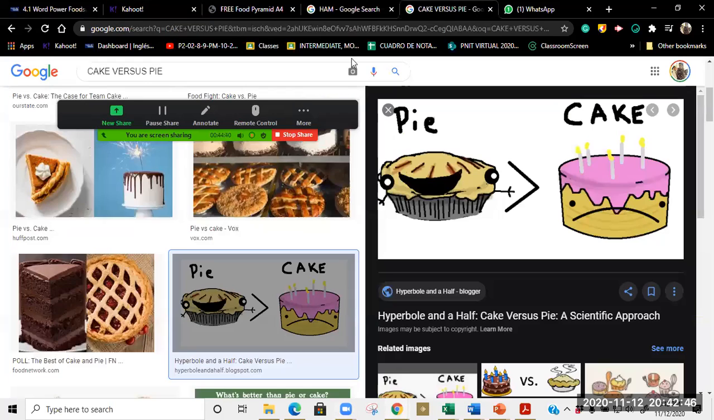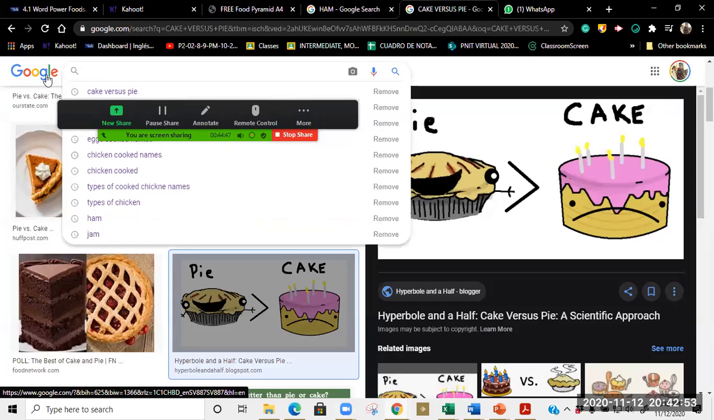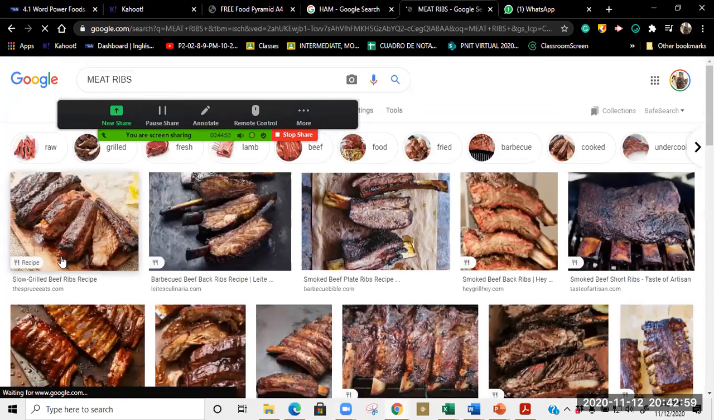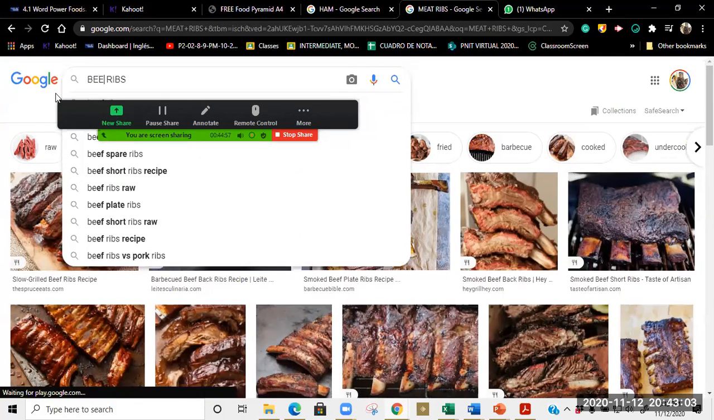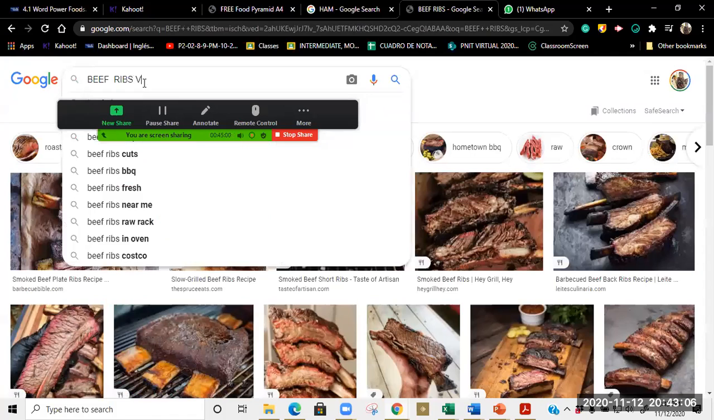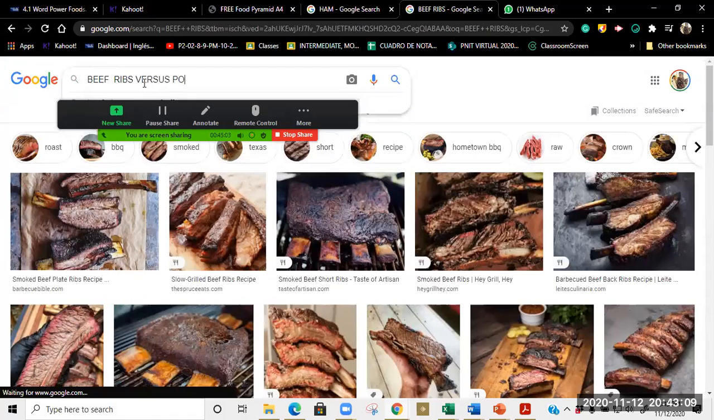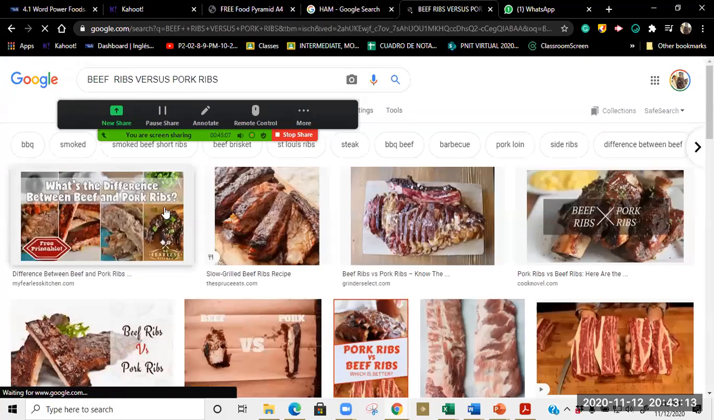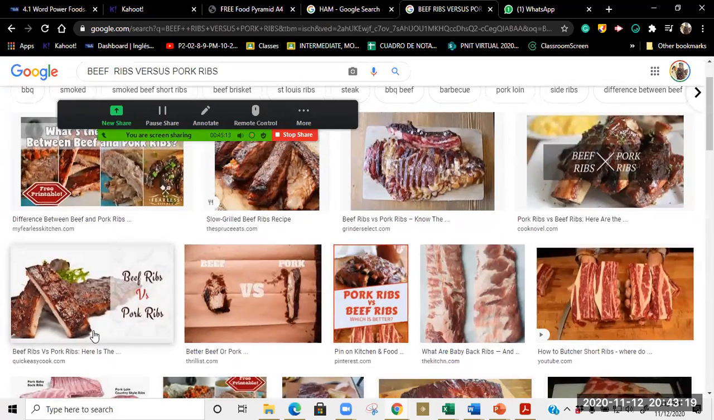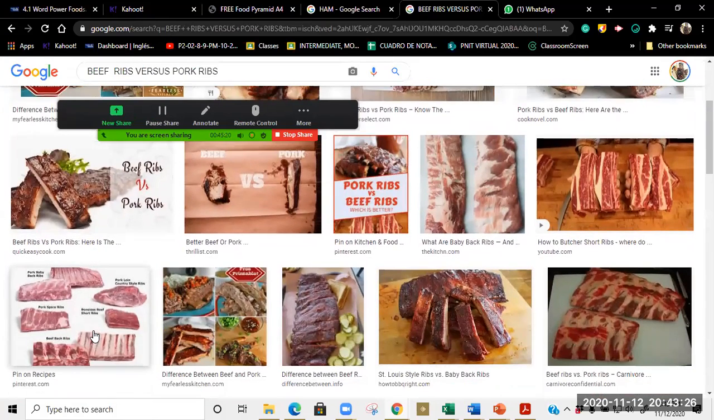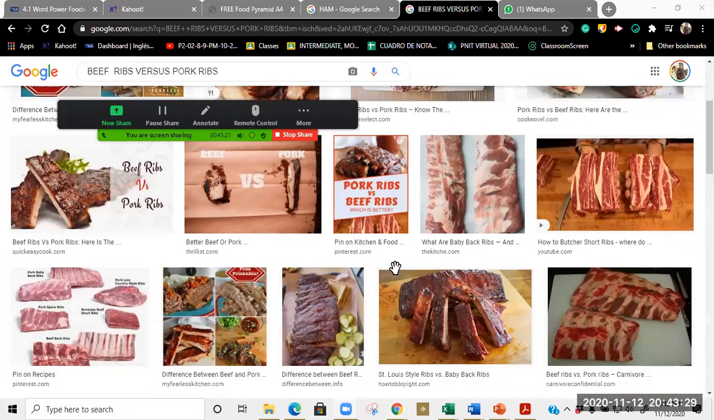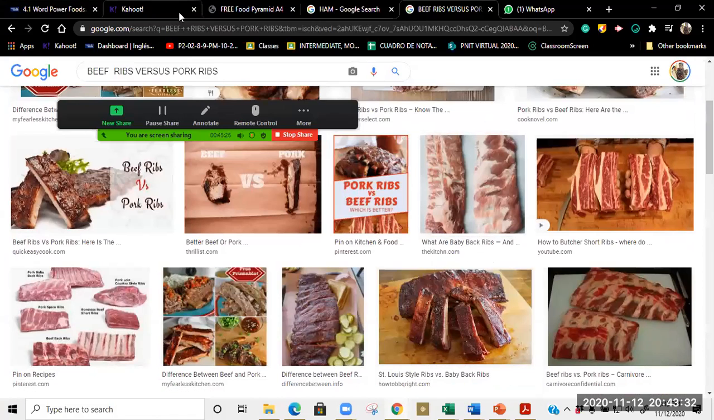Okay, very good. What is it called? Meat ribs, no, it's not meat ribs, it's called steak. Beef ribs, yes, again, beef. Versus pork ribs. So you have both beef ribs versus pork ribs, so there's different, right? Pork ribs, pork, cerdo, y beef, vaca. Res. Okay. Or res, perdón, res, yes. Okay, so we're learning a lot of vocabulary, yeah? A lot.